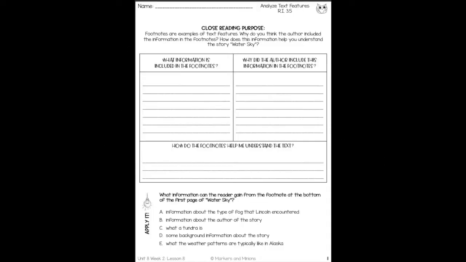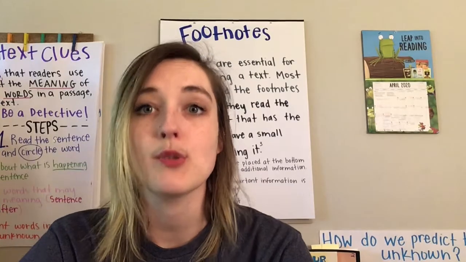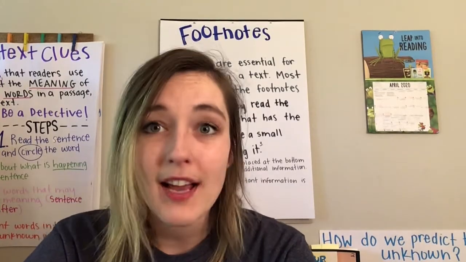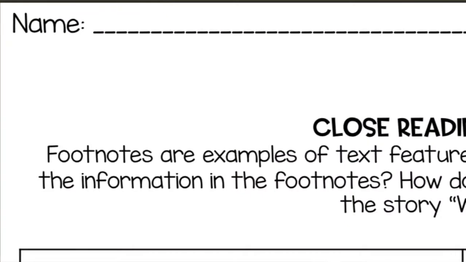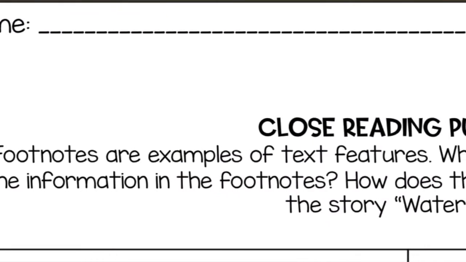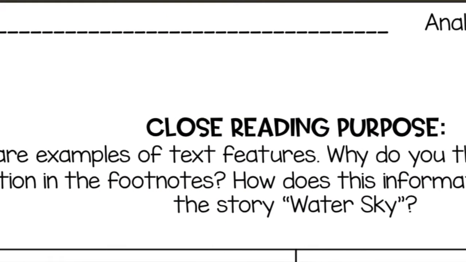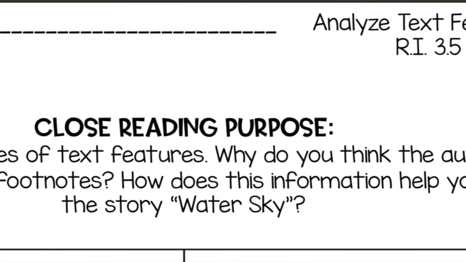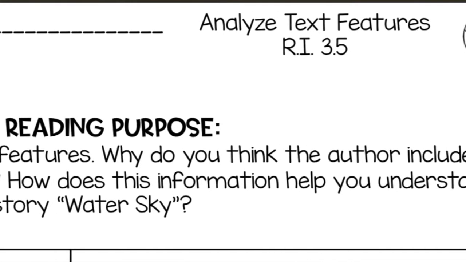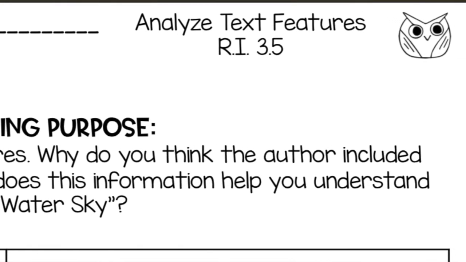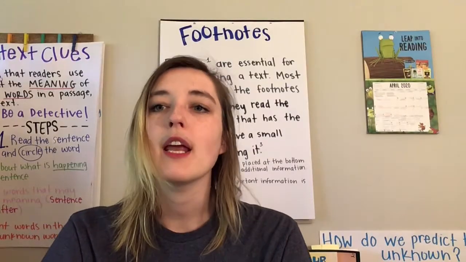So we're actually going to turn to our graphic organizer right now. We'll read the directions and we'll use it to kind of analyze the footnotes a little bit more. The directions say, footnotes are examples of text features. Why do you think the author included the information in the footnotes? How does this information help you understand the story, Water, Sky? Okay, so we are going to analyze footnotes.